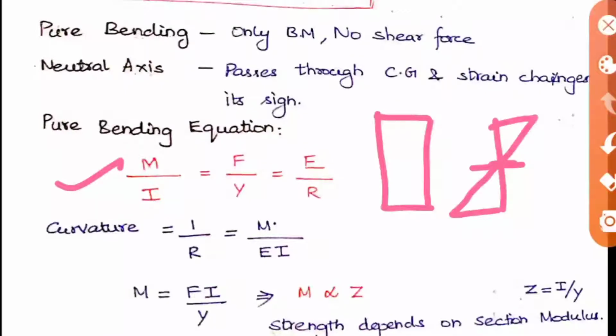Based on these formulas only, this whole chapter is built. There is an easy trick to remember this: "May I follow you Elizabeth Rani" can be a trick to remember this formula. So it will be easy for you. And then the curvature is nothing but 1 by R.